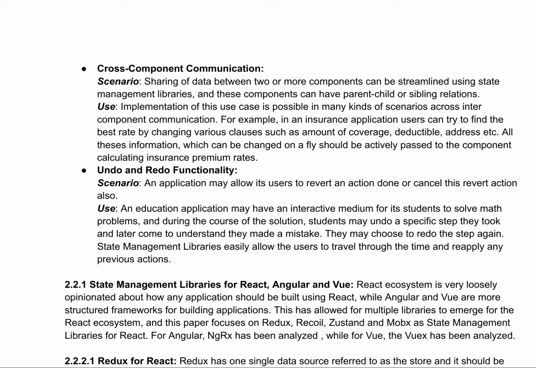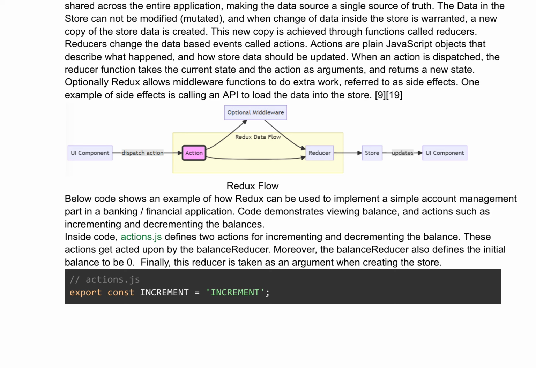The paper focuses on state management libraries for React, Angular, and Vue, highlighting their differences. React has multiple libraries, including Redux, Recoil, Zustand, and MobX, whereas Angular has NgRx, and Vue has Vuex. Redux, a popular state management library for React, employs a single data source, the store, which is shared across the entire application, making it a single source of truth. The data in the store is immutable, and when changes are warranted, a new copy of the store data is created through reducer functions, which update the data based on events called actions.